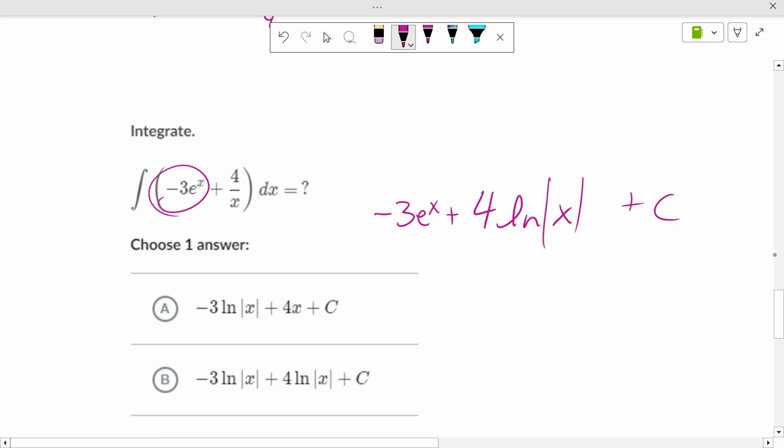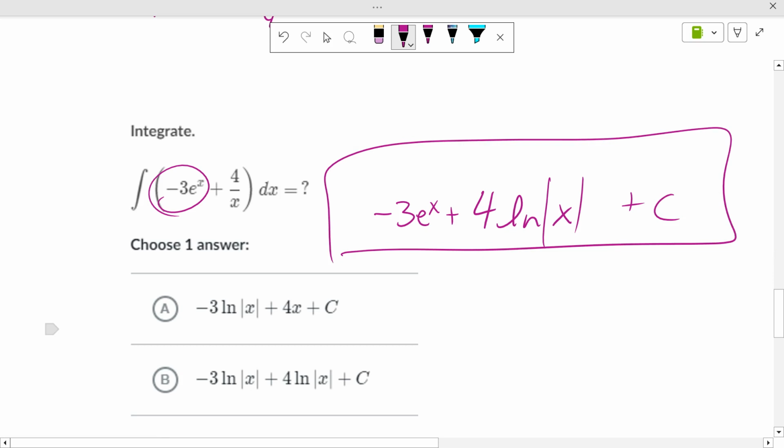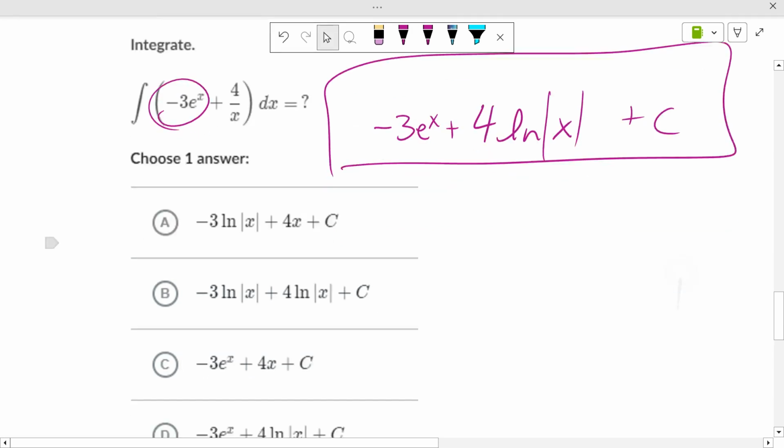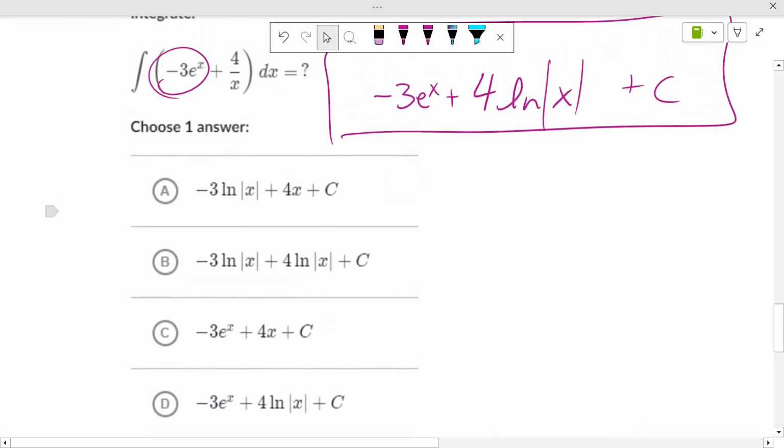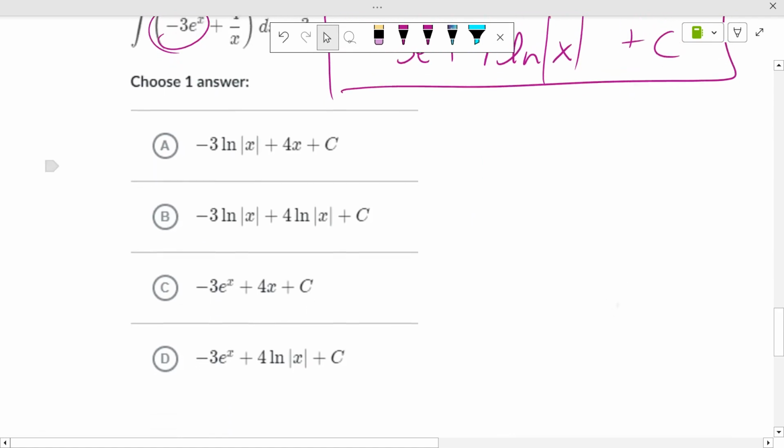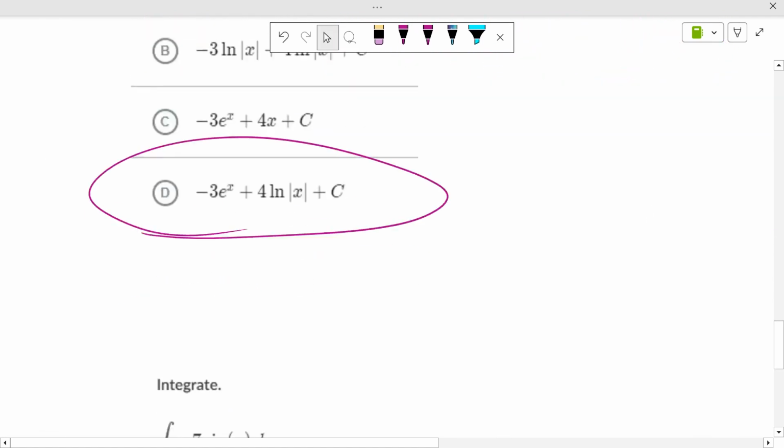Okay, plus c. Calvin, you catching all this? Okay, good, because you were working on a problem on your computer. Just making sure you're catching this as well. So it would be that one.